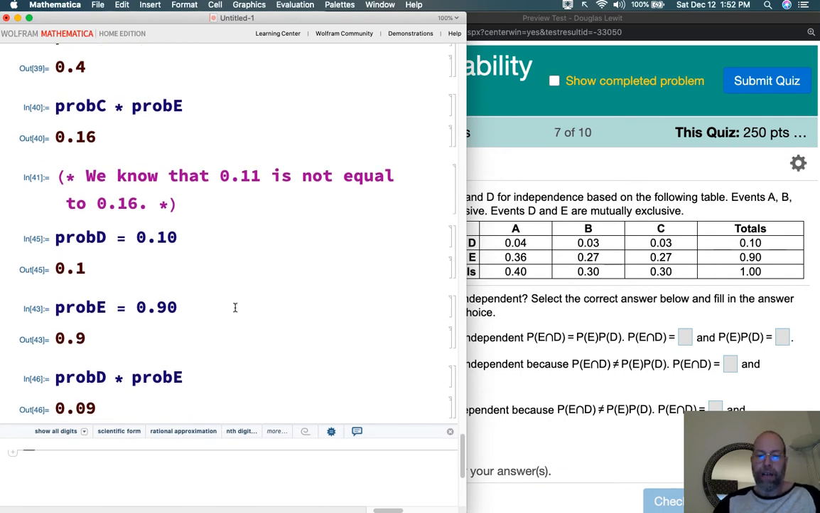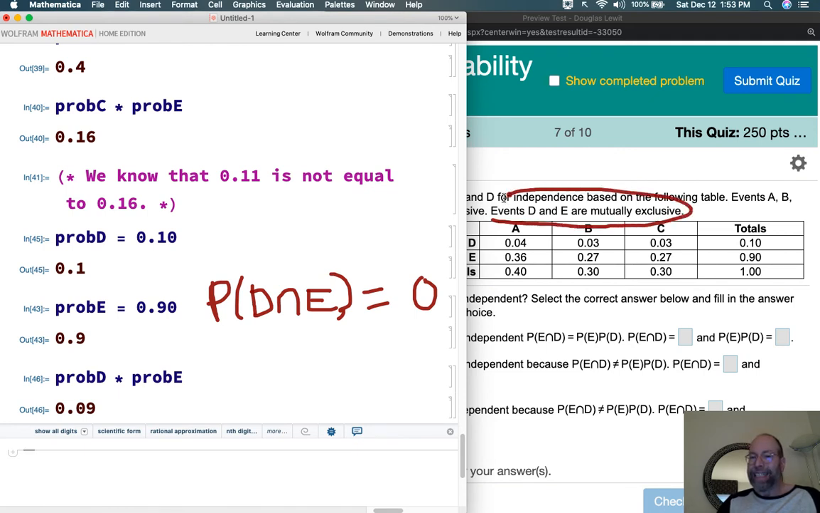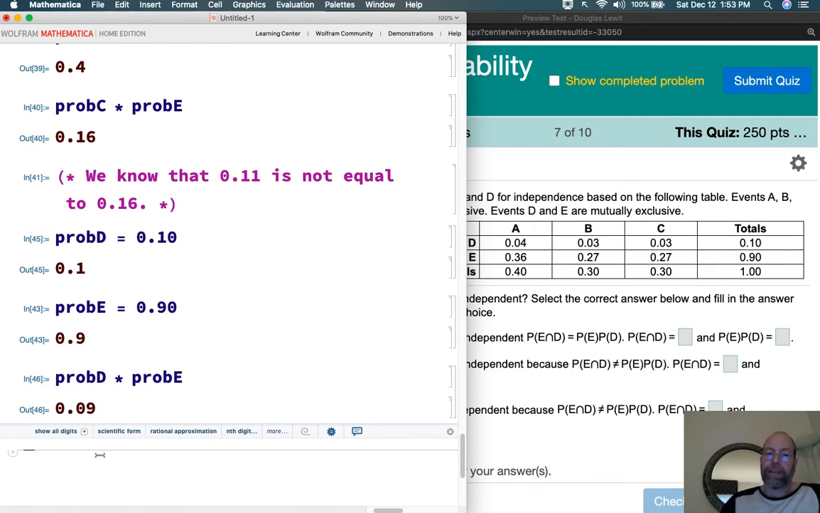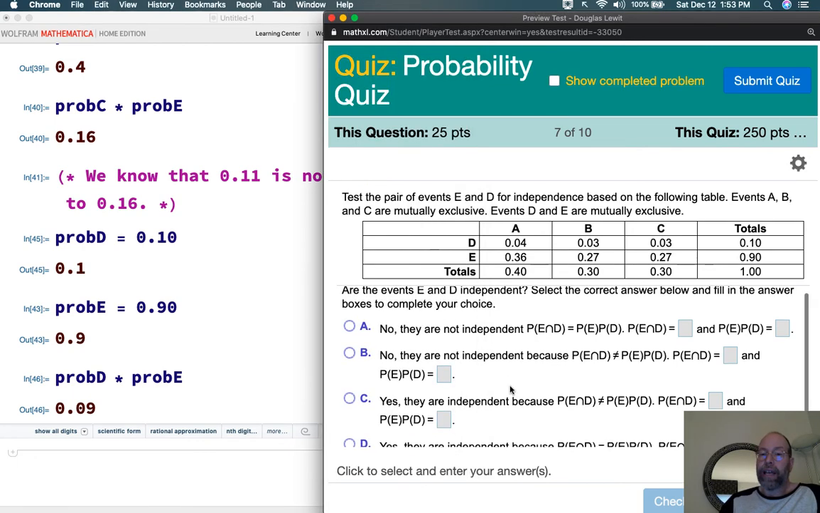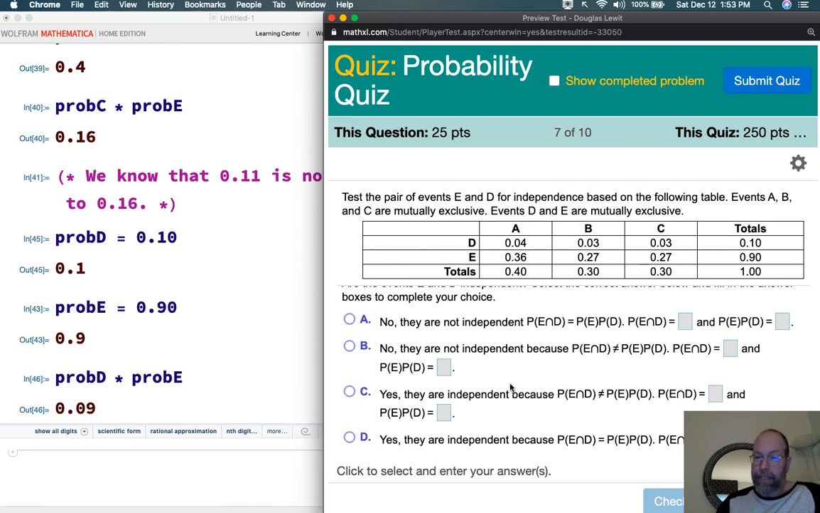However, the probability of D and E happening together is equal to 0. And why do I know that it's equal to 0? Because in the description of the problem, it says that events D and E are mutually exclusive, therefore they cannot happen together at the same time. So the probability of D and E has to be equal to 0. Is 0 the same thing as 0.09? No, it's not. So we would say no, they are not independent.